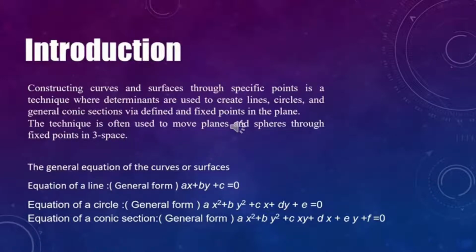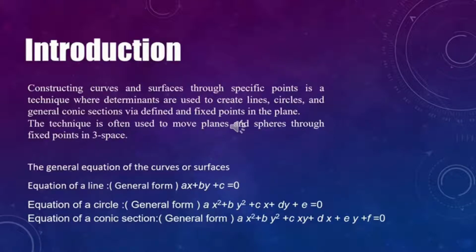Okay, for the introduction, first of all, constructing curves and surfaces through specific points is a technique where determinants are used to create lines, circles, and general conic sections via defined and fixed points in the plane. The technique is often used to move planes and space through fixed points in 3D space. Below are the general equations of the curves or surfaces.